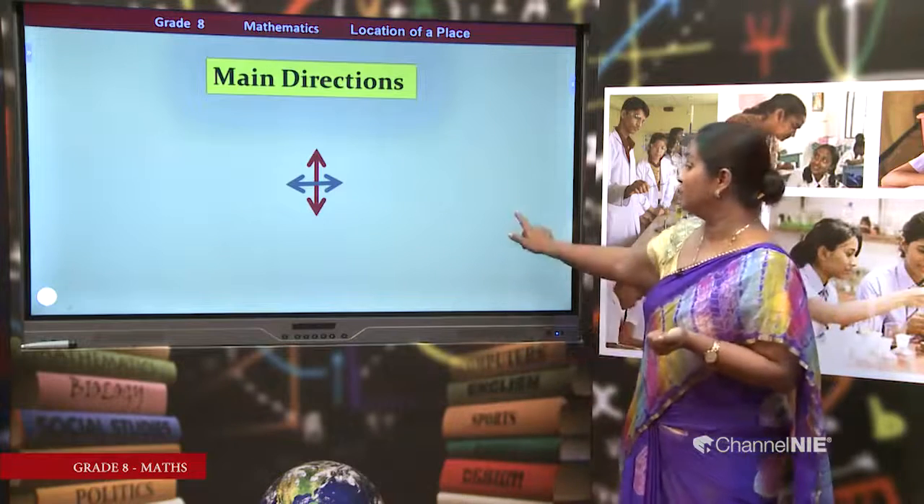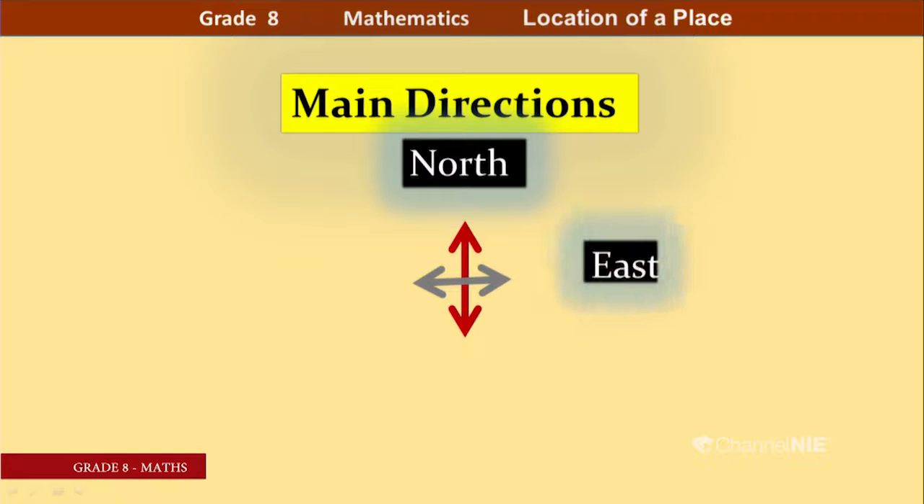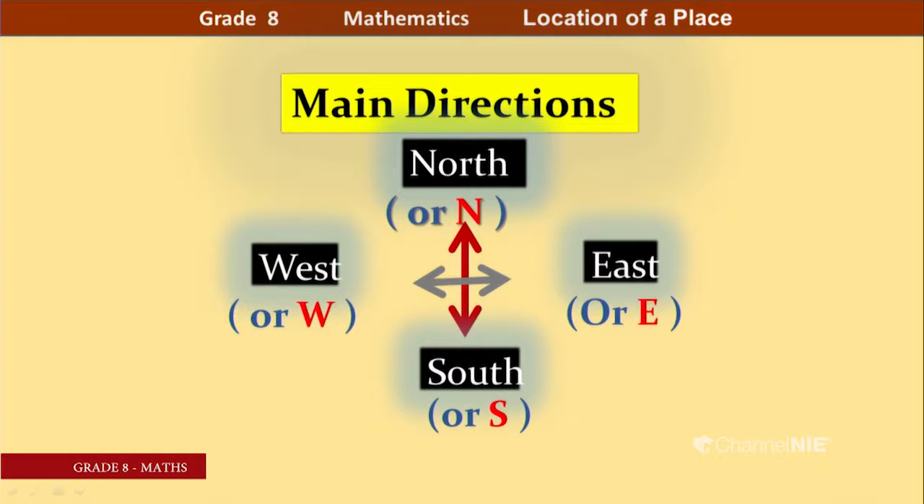Main directions, what are they? Read it with me. North, east, south, west. Those are the main 4 directions. When we denote north, east, south, west, we can use capital letters: N, the first letter of north; capital E for east; capital S for south; and to denote west we can use capital letter W. So, these are the main 4 directions.